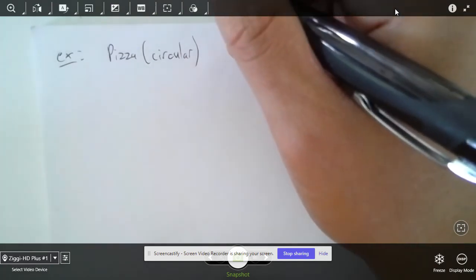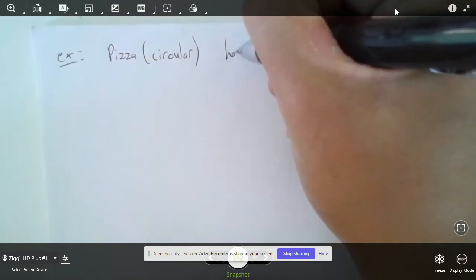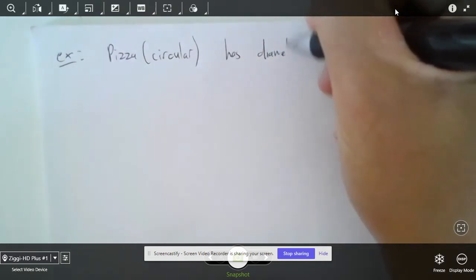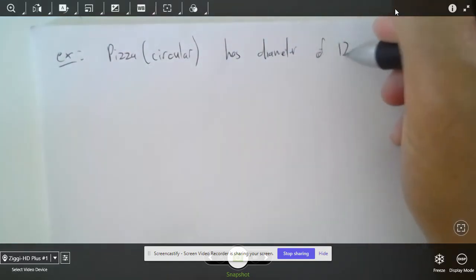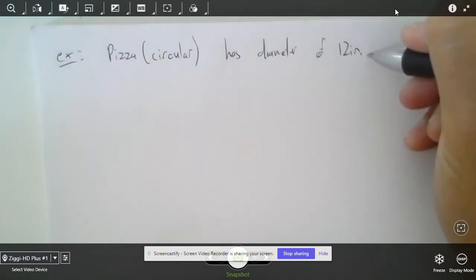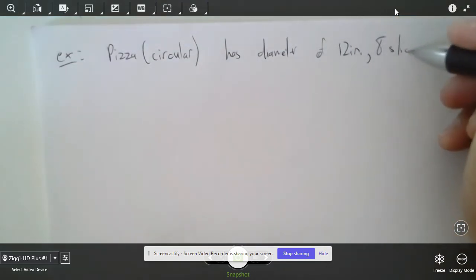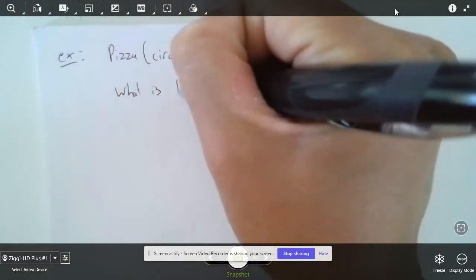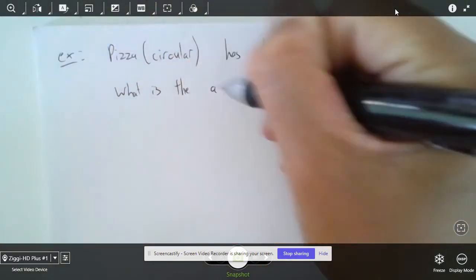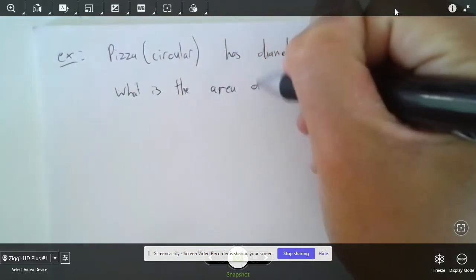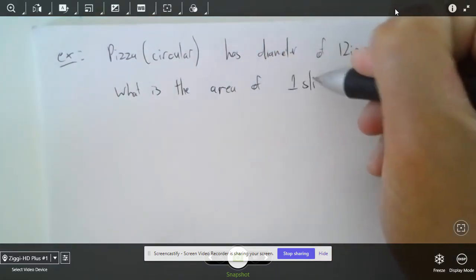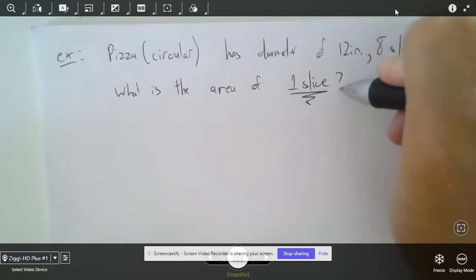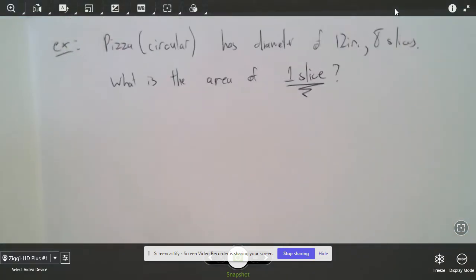Anyways, we have a circular pizza that has a diameter of 12 inches. Okay? There's 8 slices. What is the area of one slice? There's 2 ways you could solve this, but let me just show you one way, okay?